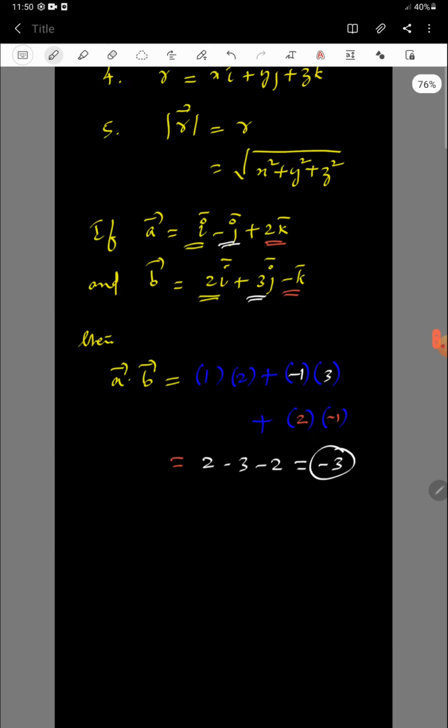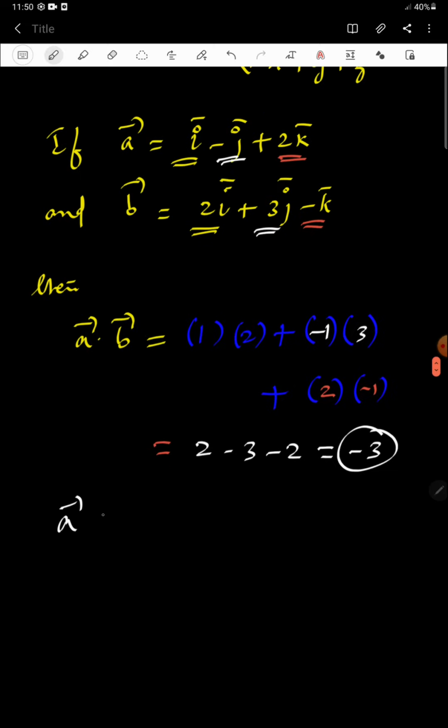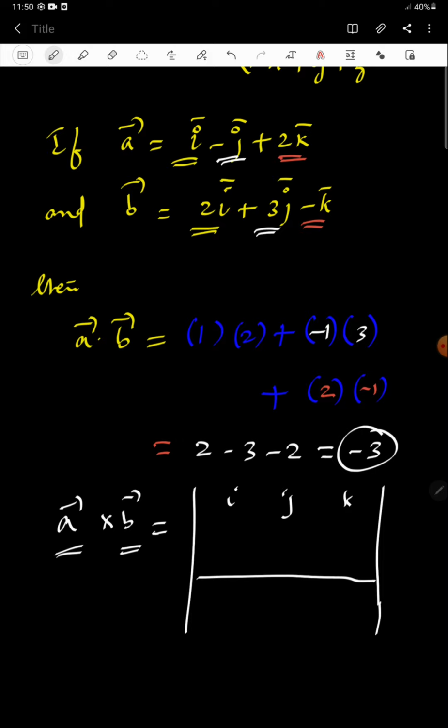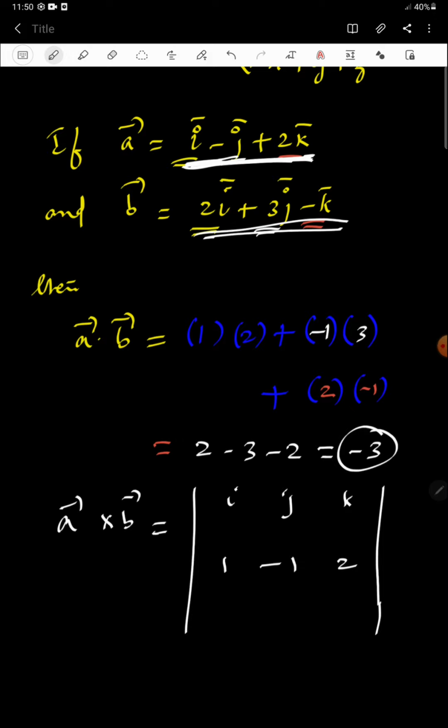And coming to the second point, what is the cross product? A cross B is always the determinant with the first row taken as i j k. Now I need to write the coefficients of vector A into the second row, and the coefficients of B in the third row. So the coefficients of A are 1 minus 1 2, I'm taking from here, and the coefficients of B, that is 2 3 minus 1, I write here.